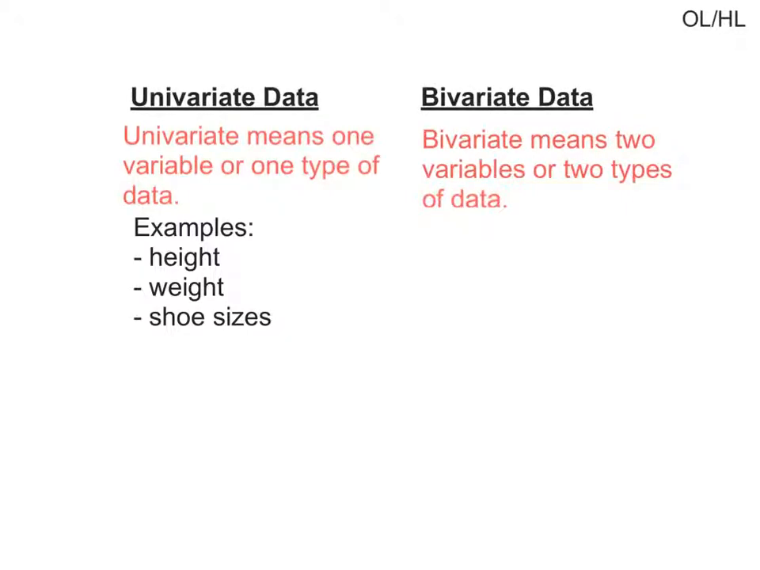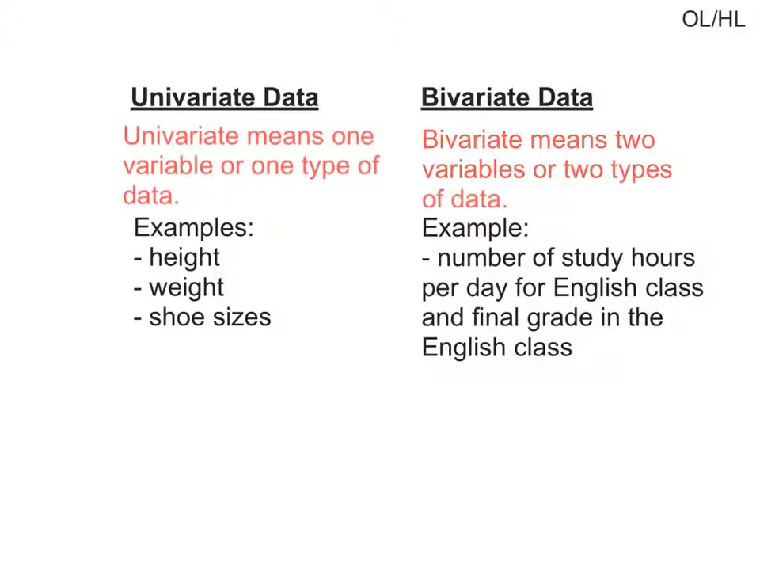In comparison, bivariate means two variables or two types of data. Examples of bivariate data might be the number of education years and income for a sample, or number of study hours per day for English and final grade in English for a specific class. Bivariate data is also sometimes referred to as paired data, as usually there is a link between the two types of data. Univariate data and bivariate data can be either numerical or categorical.